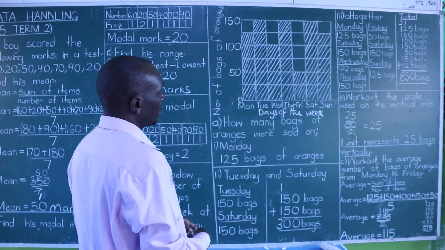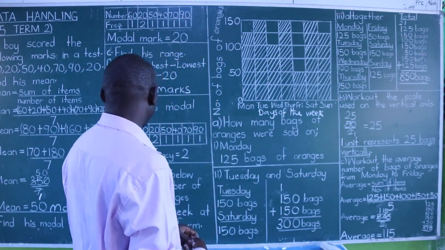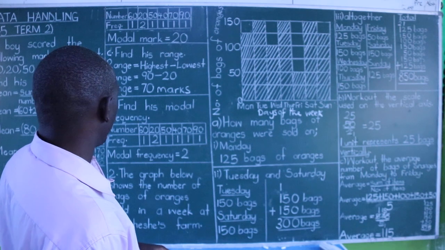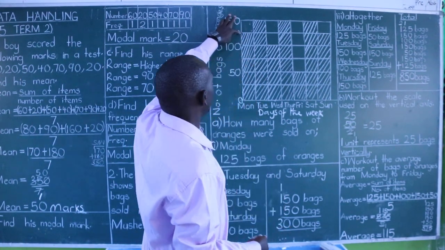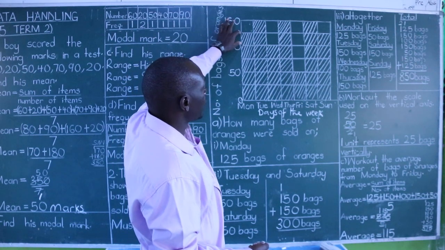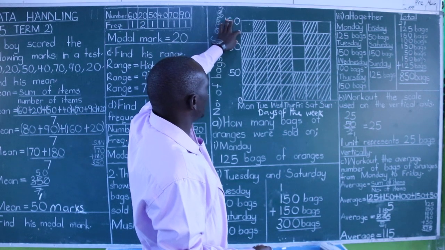Then let's study accordingly before we answer. How many bags of oranges were sold on Monday? You say it is 125, because of the 25 you studied. So 125 bags were sold on Monday.